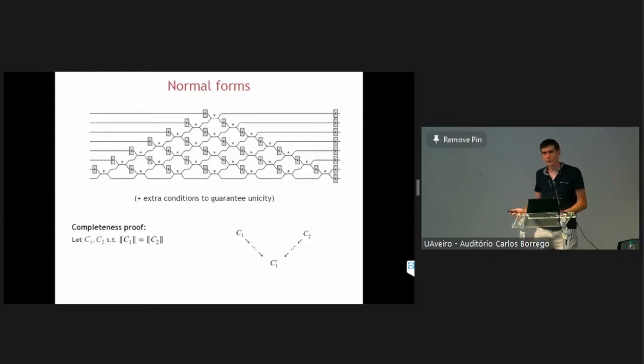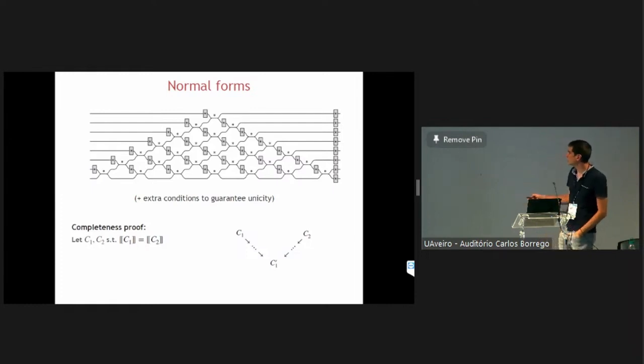And this normal form is nothing but the triangular shape, the Reck et al. property. So you start with any optical circuit, you apply the rules, you end up with this circuit. You can add some extra conditions on the angles in order to guarantee that this circuit is unique. And actually, this is all we need to prove the completeness of the rewriting rules.